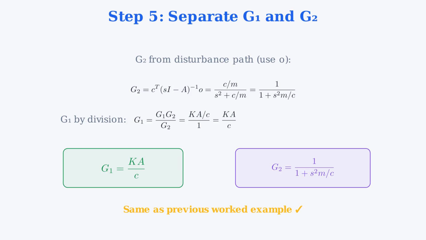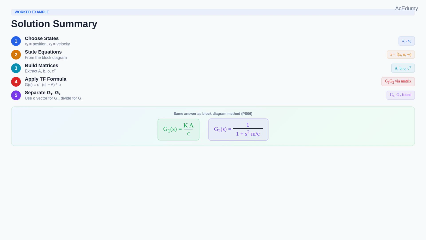Now G1 comes from dividing G1 G2 by G2. ka over c divided by 1 equals ka over c. The result: G1 equals ka over c, and G2 equals 1 over (1 plus s squared m over c). These match exactly the answers we got in the previous video using block diagram simplification. Two methods, one truth. Let us recap.